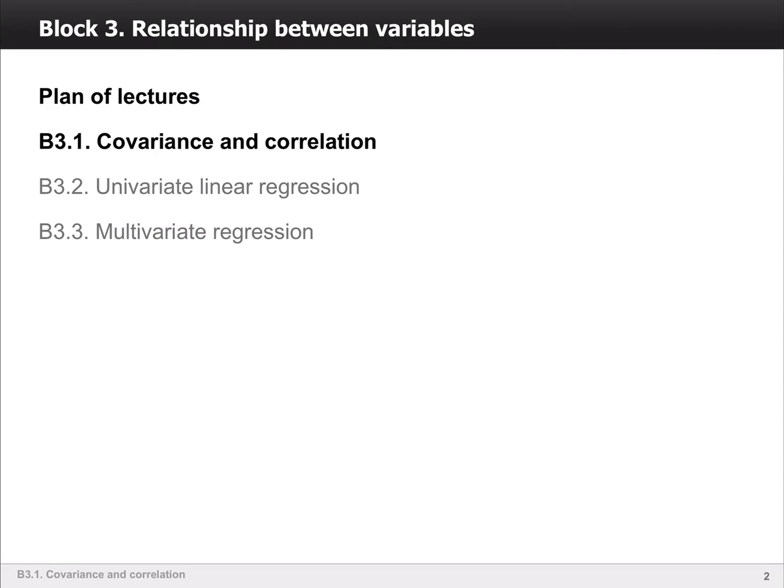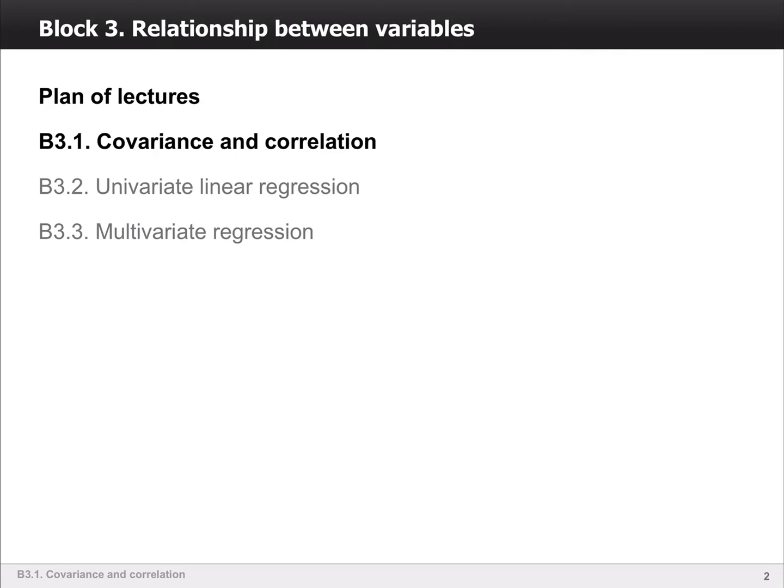In this block, we are going to learn how to compare several variables, how to see if there is any association between two or more variables, and how to measure this association quantitatively. In block number 3, we will concentrate on the quantitative variables, how to find association between quantitative variables, and then in the next block, the last block number 4, we will discuss also how to do that for the qualitative variables.